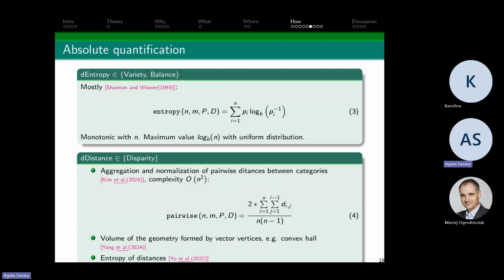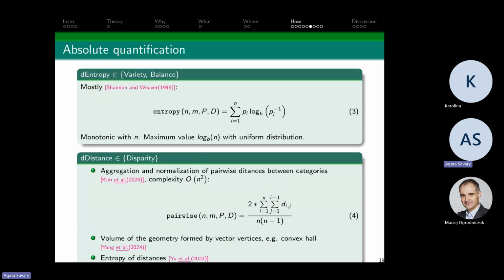And then we have the distance family, which is basically an aggregation of pairwise distances between categories. So the most simple aggregation is like this. We have this matrix of distances between categories, and we sum all the distances and divide by the count. Basically it's the lower left-hand triangle part of the distance matrix, right? Average distance between categories, right? And there are variants of it that are more or less similar to this.